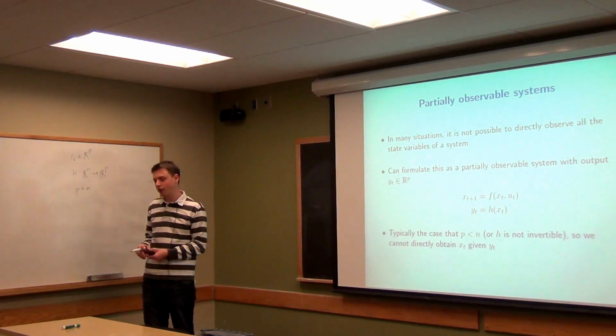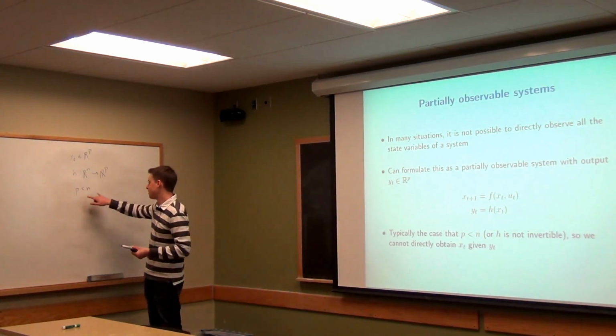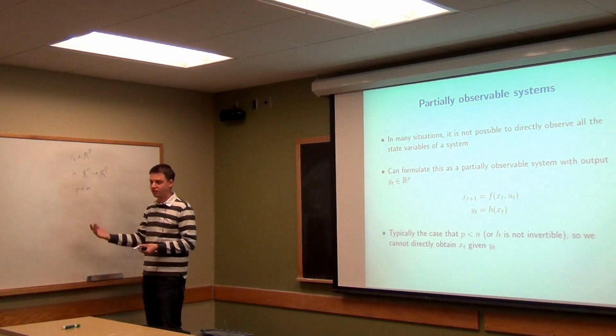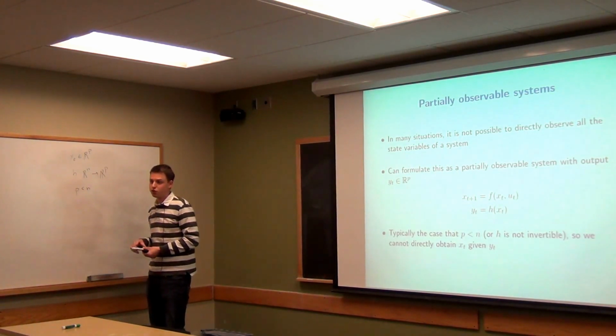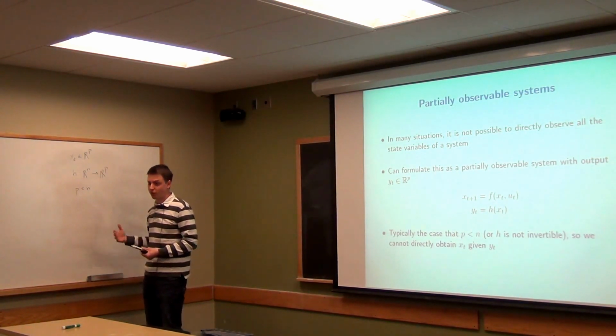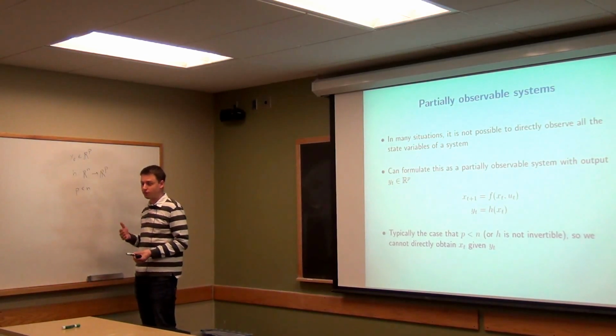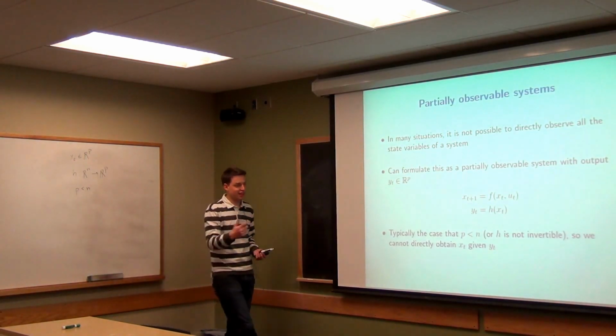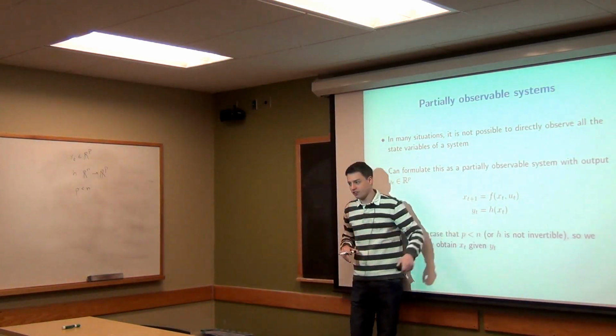You could also have this for nonlinear systems. Actually for any system, you could have the observation dimension be bigger than or equal to the state dimension, and it still is not an invertible function. So maybe you get redundant information in your measurements that doesn't help you determine what the state is. But the basic point is you cannot determine the state from just one observation.